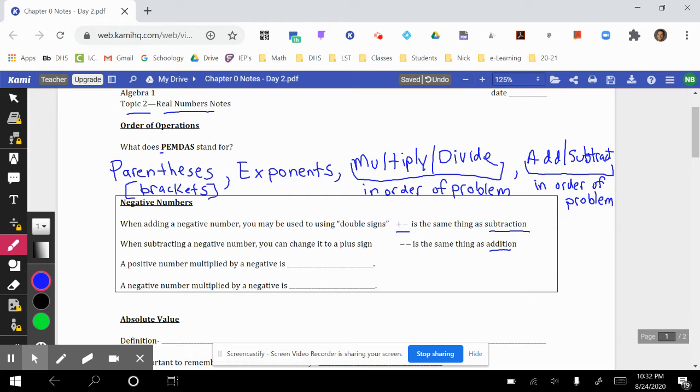Next, anytime we have a positive number and we multiply with a negative number, our result will always be negative. And the last idea with negative numbers is that when we have a negative number and we multiply it with another negative, our result will always be positive.